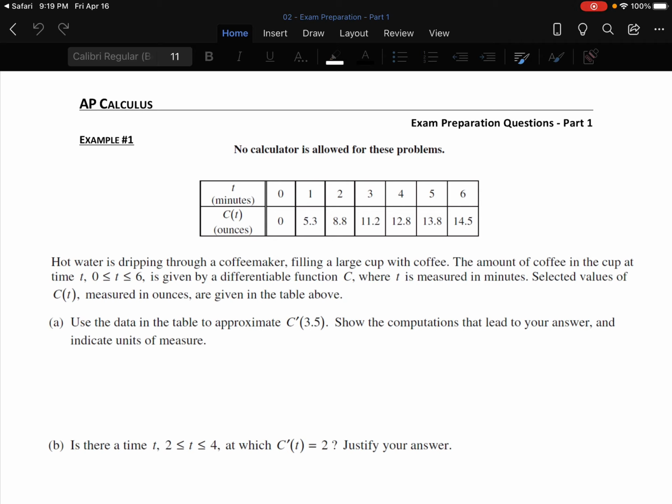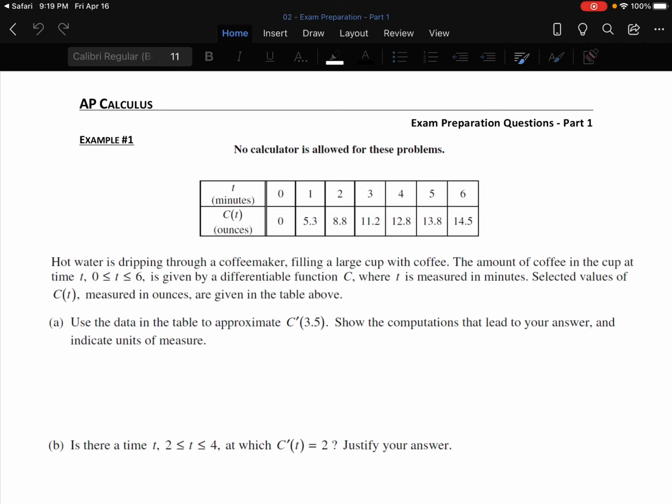There's a table here, and it says hot water is dripping through a coffee maker, filling a large cup of coffee. The amount of coffee in the cup at time 0 to 6 is given by differentiable function c, where t is measured in minutes. Selected values of c at t measured in ounces are given in the table above. So what this table is telling me is they've measured how many ounces are in the cup at certain times, at 1 minute, 2 minutes, 3 minutes, 4 minutes, 5 minutes, and 6 minutes. So just a table of values here.